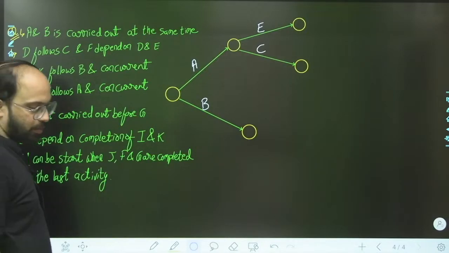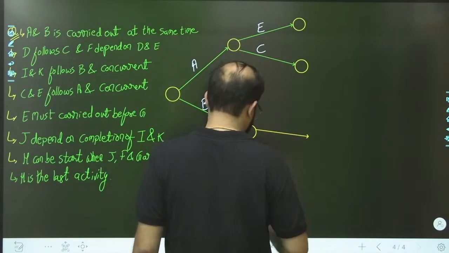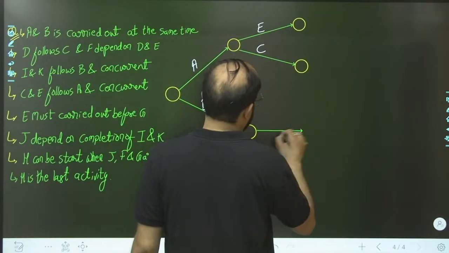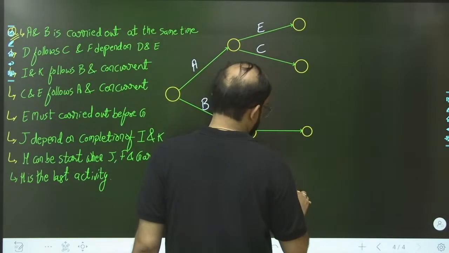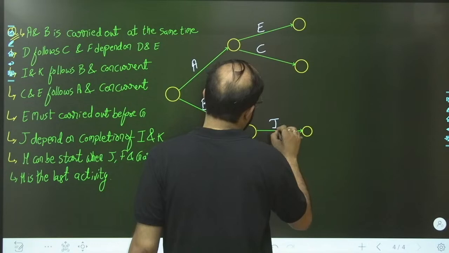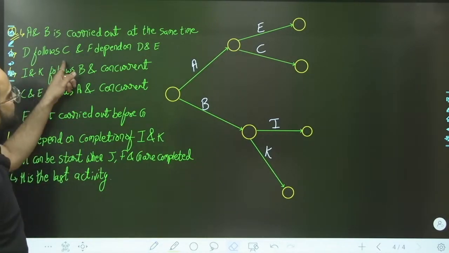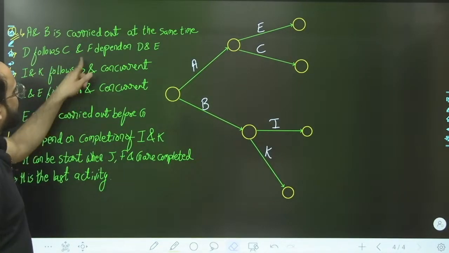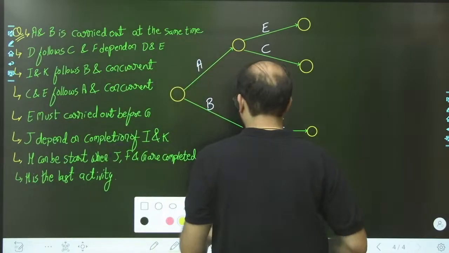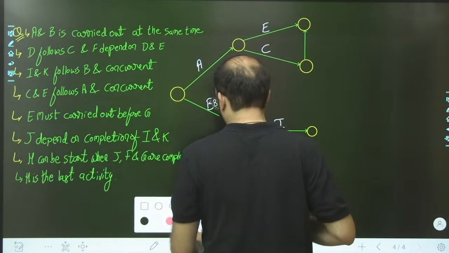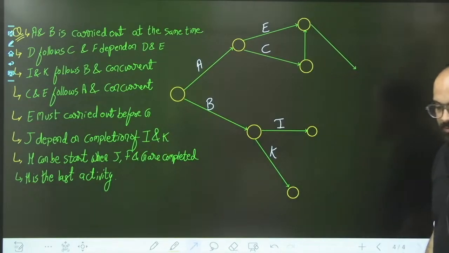Next is I and K will follow B. Next we have E. Now D follows C and F depends on D and E. So you can say that D follows C, and F will come out from here and F will come out from here.